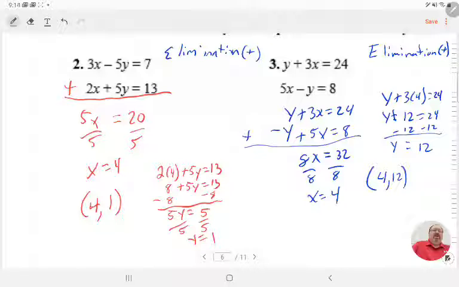On number 3, if you rearrange it, you have y plus 3x equals 24 and negative y plus 5x equals 8, or the other way around. You could simply do elimination by addition. You would end up with 8x equals 32. Divide both sides by 8, x equals 4. Plug 4 back into the original and solve, and y equals 12. So you'd have a solution set of (4, 12).